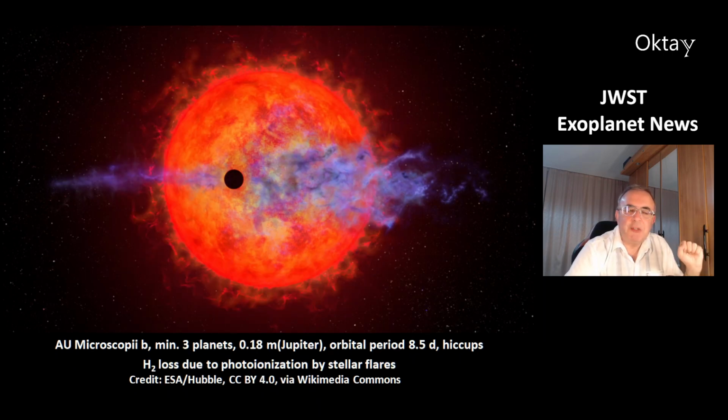This is an artist's impression of the planet AU Microscopii b. This system contains at least 3 planets. This planet b has a mass of 18% of Jupiter. Its orbital period is 8.5 days, and you can see in this picture hiccups because the planet loses hydrogen due to photoionization by the stellar phase of the nearby star.